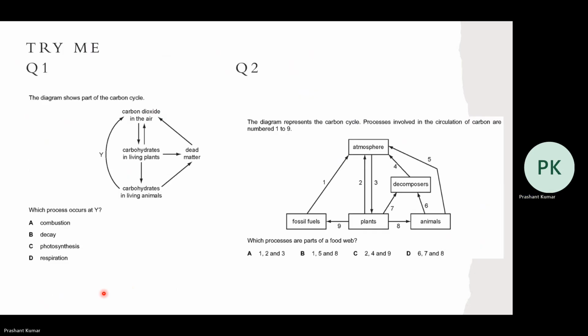In one way, you can check this. You can stop your video and do this question. We'll go to the next slide.